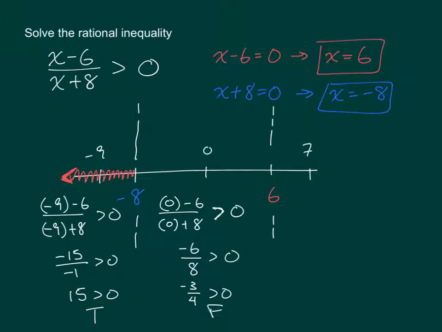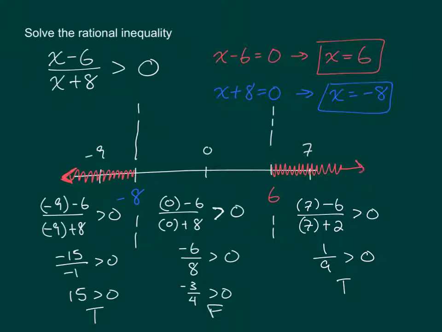In the last interval, I picked 7 to be my test value. So I will evaluate the inequality at 7 to see if it ends up being true. In the numerator, I'm left with 1, since 7 minus 6 is 1. In the denominator, I have 9. And yes, 1 over 9 is bigger than 0, so that is also true. So to the right of 6 and forever right, all of those values will give me something that is bigger than 0 in our inequality.